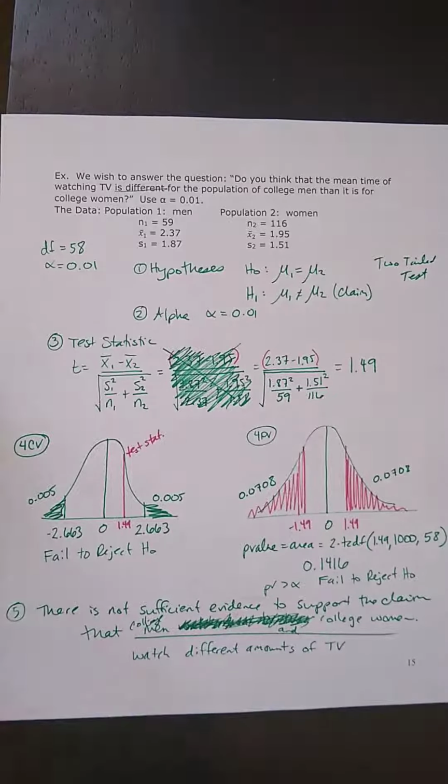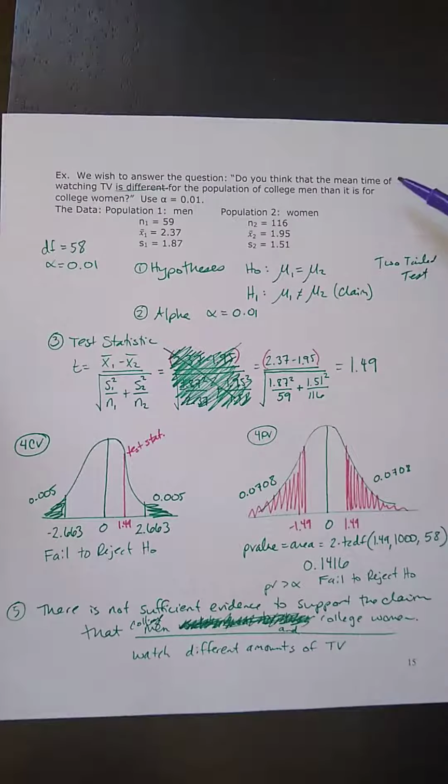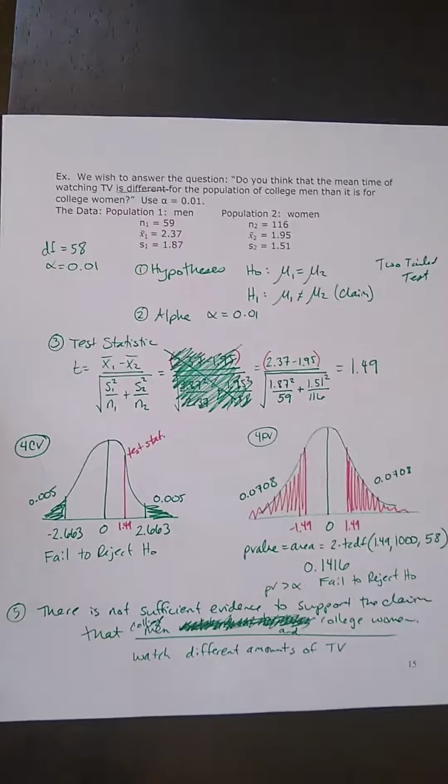Okay, so here on page 15, we had a hypothesis test with two different means. Do you think the mean time of watching TV is different for college men and college women? So that ended up being a two-tailed hypothesis test. Oh, looks like I did this one way too fast, so please excuse my errors in the answer key there.